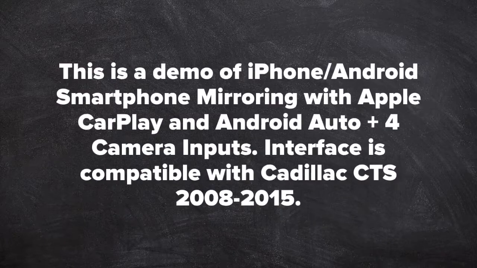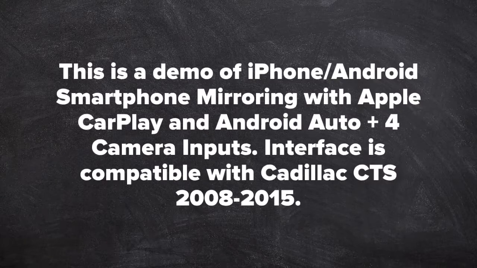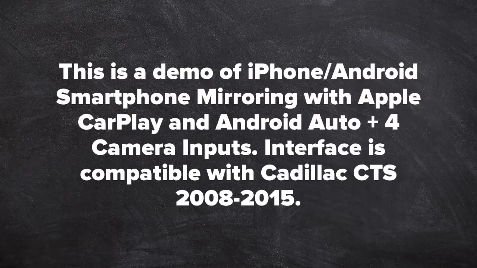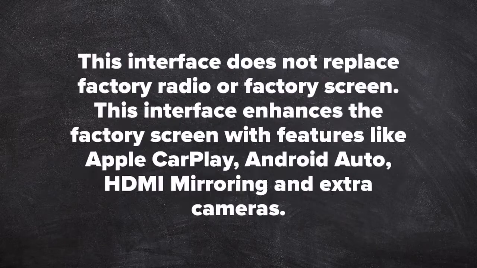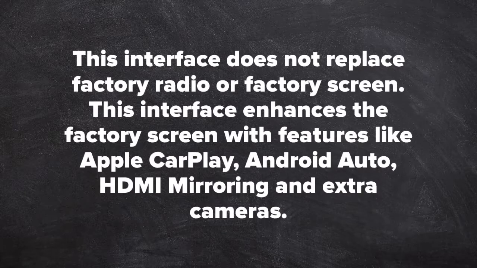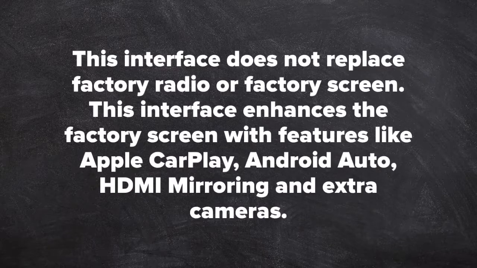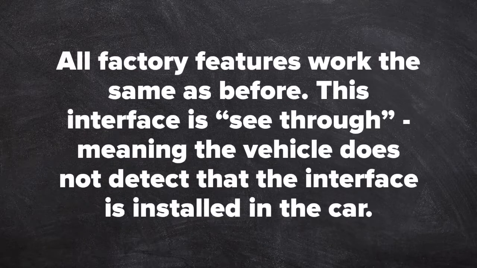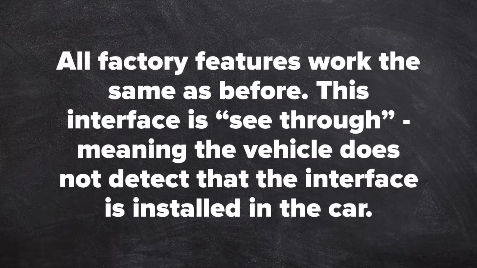This is a demo of iPhone or Android smartphone mirroring with Apple CarPlay and Android Auto plus 4 camera inputs. Interface is compatible with Cadillac CTS years 2008 to 2015. This interface does not replace the factory radio or factory screen. This interface enhances the factory screen with features like Apple CarPlay, Android Auto, HDMI mirroring, and extra cameras. All factory features work the same as before. This interface is see-through, meaning the vehicle does not detect that the interface is installed in the car.